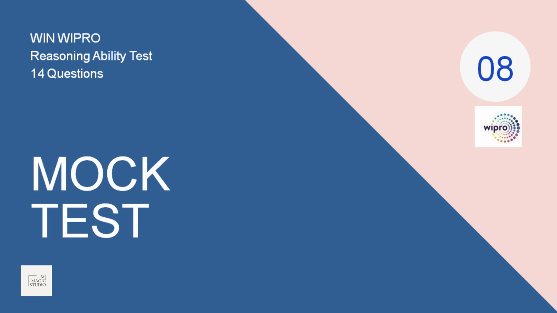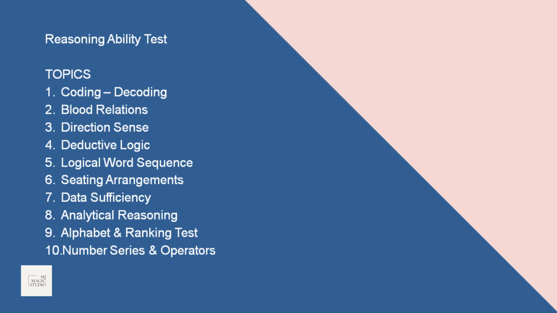These questions are basically from different topics like coding, decoding, blood relation, direction sense, deductive logic, logical word sequence, sitting arrangement, be it linear or circular, data sufficiency, puzzles, alphabet ranking test, and a few from number series and operators. We know that the first four and data sufficiency always form at least 60 to 70% of your 14 question paper. So let's begin in these 14 minutes.